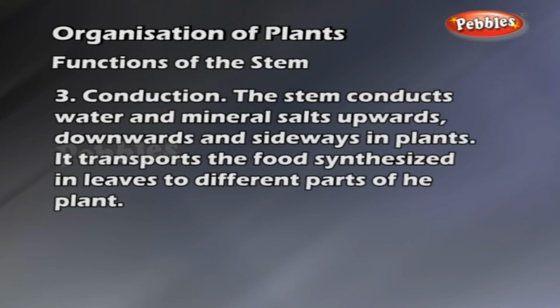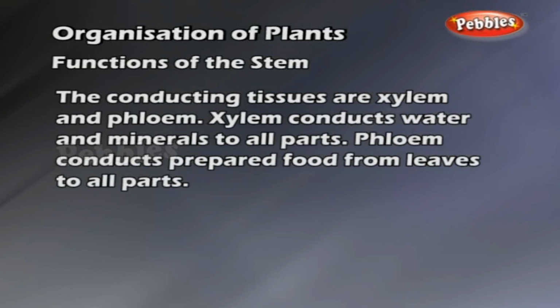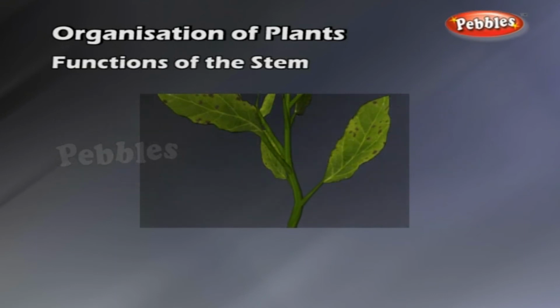Conduction. The stem conducts water and mineral salts upwards, downwards, and sideways in plants. It transports the food synthesized in leaves to different parts of the plant. The conducting tissues are xylem and phloem. Xylem conducts water and minerals to all parts. Phloem conducts prepared food from leaves to all parts.